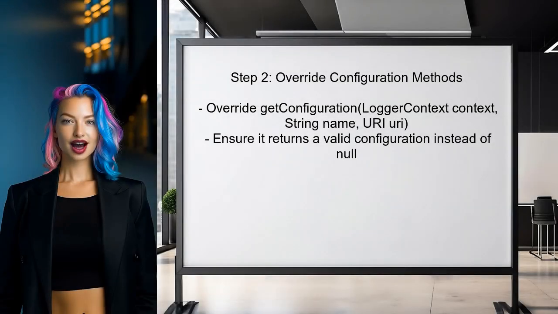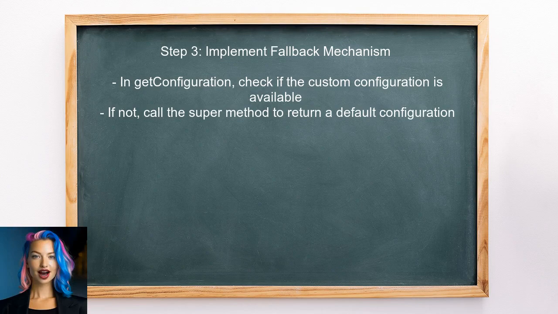Next, the user should override the necessary methods in the custom configuration factory class. This will help provide a valid configuration when the logging system requests it. After that, the user should implement a fallback mechanism in the overridden method. This will allow the factory to return a default configuration if the custom one is not found.